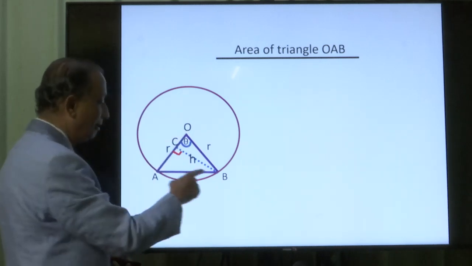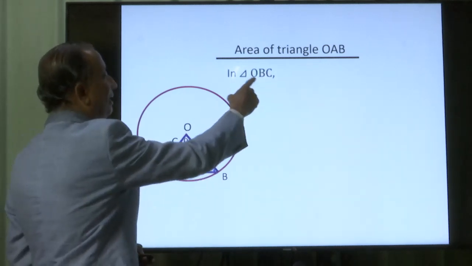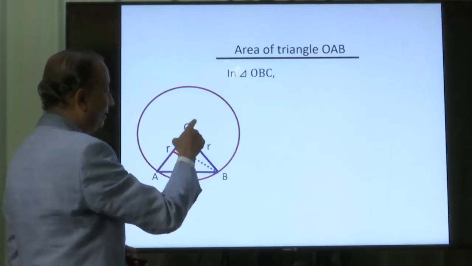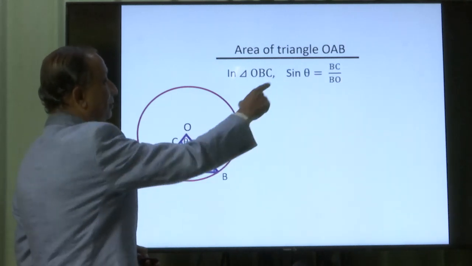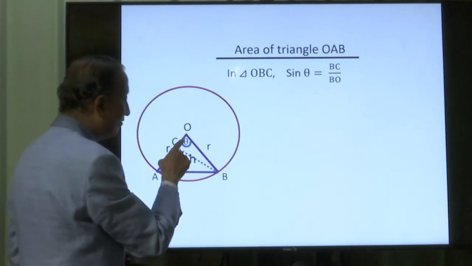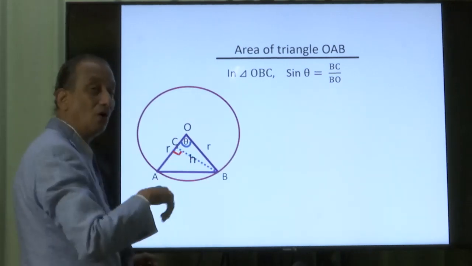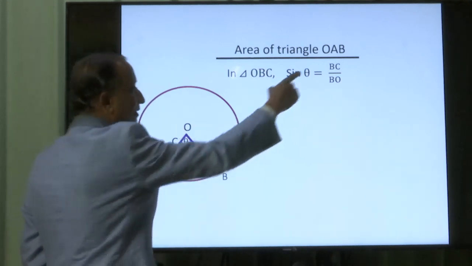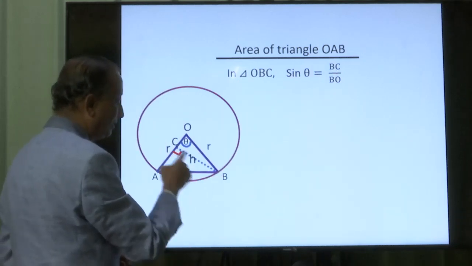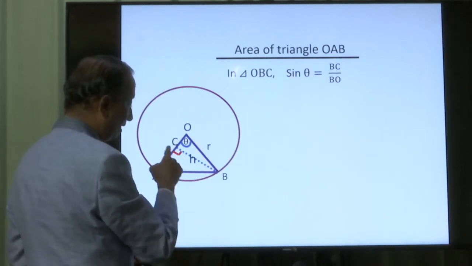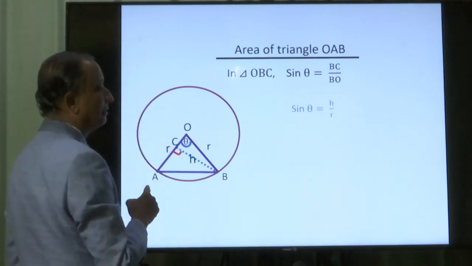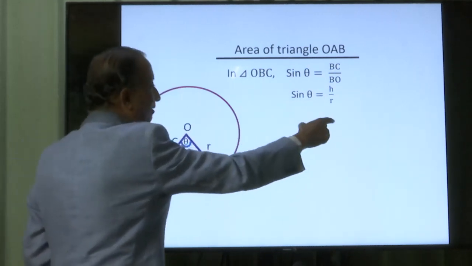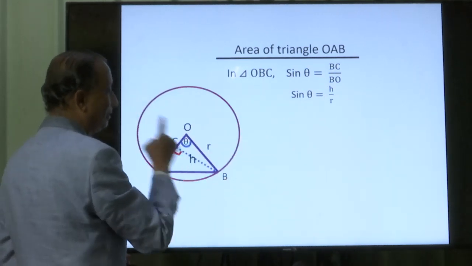If you take this as the base, this will be the height. So the area of triangle OBC, this right angle triangle, is equal to... So in this triangle, let us find out the sine of this angle theta. Sine theta is opposite side by hypotenuse. So BC, this is the opposite side, divided by the hypotenuse. BC is nothing but H because it is a perpendicular. H divided by BO, which is nothing but the radius.